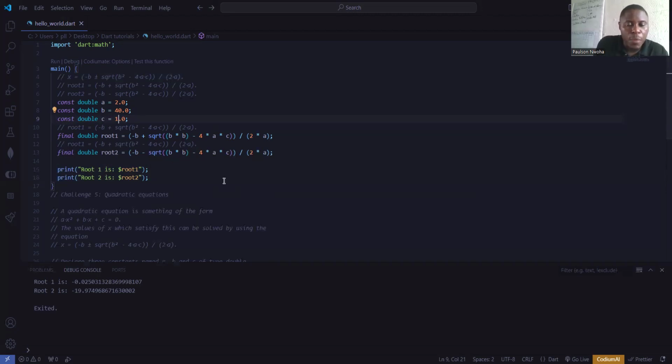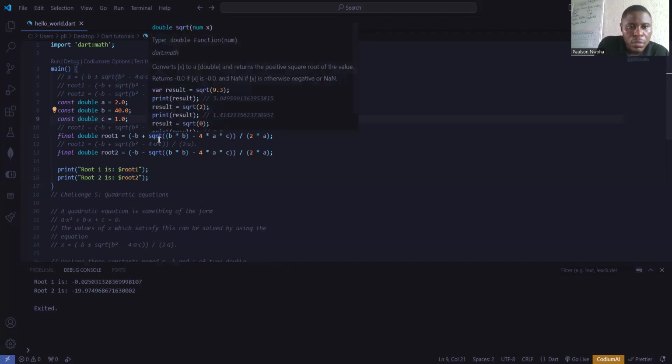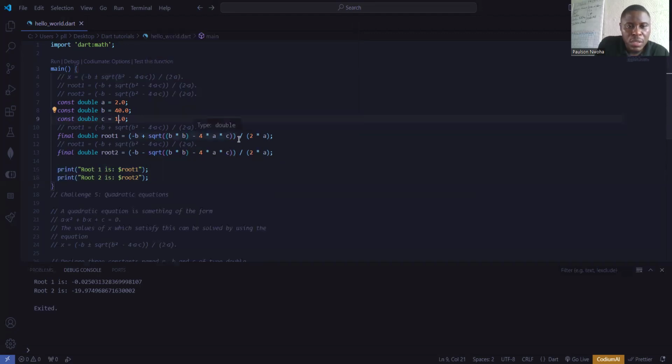Let me cross-check this formula to make sure that we got it right. B plus square root of this. Okay, I think we got it right. If you think there's any mistake here, please type in the comment section. So this is it for challenge 5. I'll see you in the next challenge, okay?